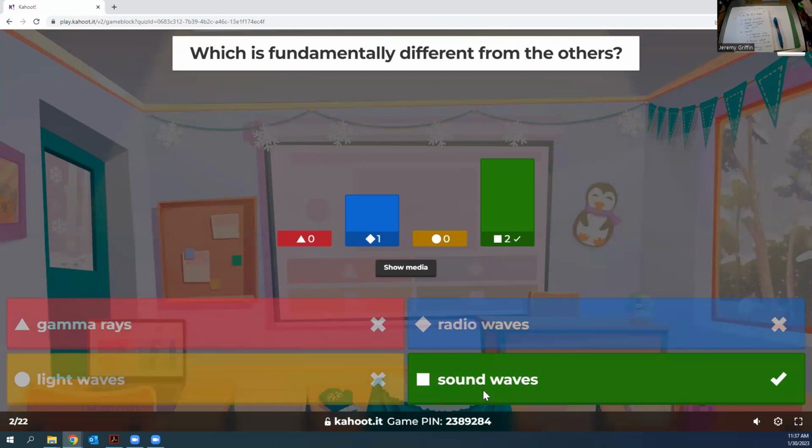The sound wave is a longitudinal wave. The other 3 are transverse. Sound wave is longitudinal. That's a pressure wave. It needs a medium to go through. Travels much slower, like a million times slower than the others. So totally different, fundamentally different. Okay.